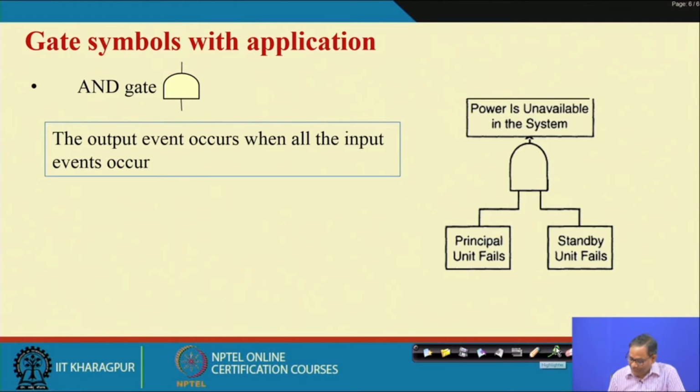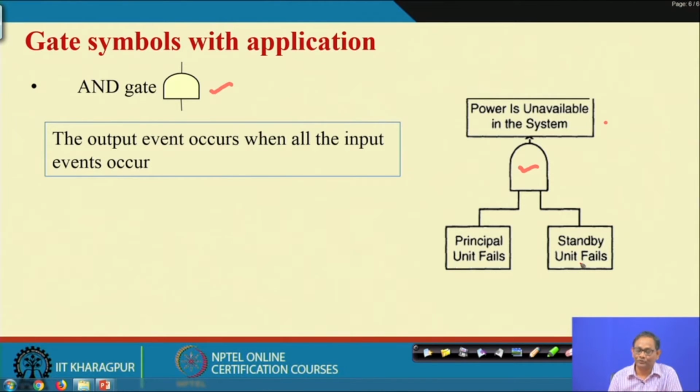Okay. Now, first is the AND gate. What does it mean? The output event occurs when all the input events occur. This is an AND gate. What is the output event? Power is unavailable in the system. What are the input events? Principal unit fails, standby unit fails.